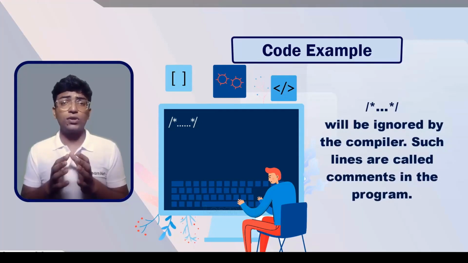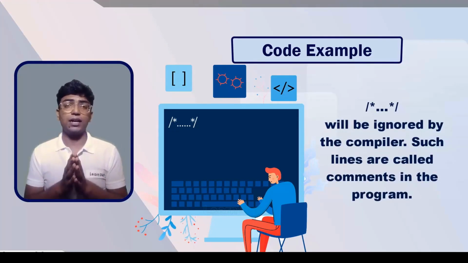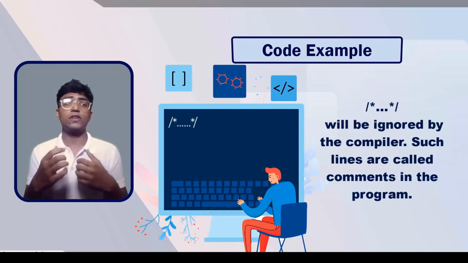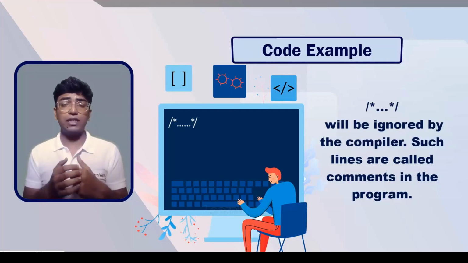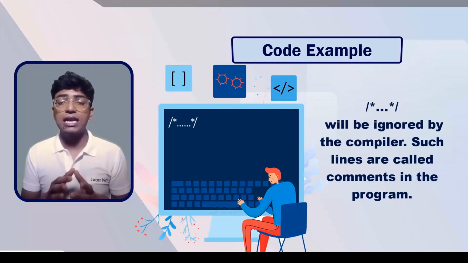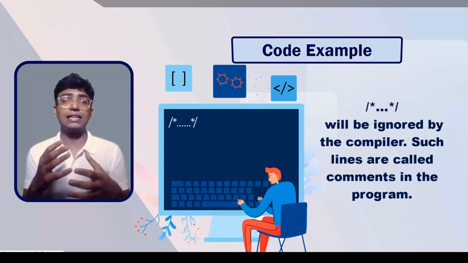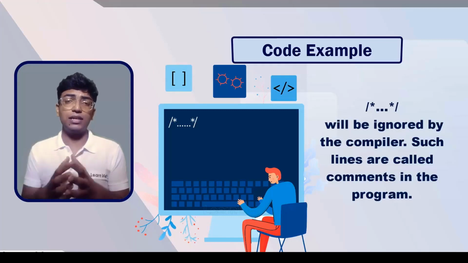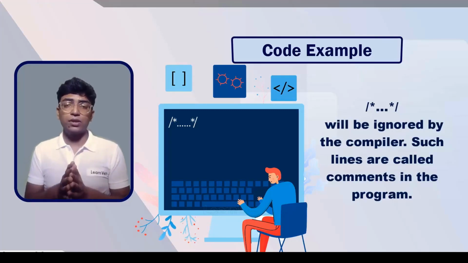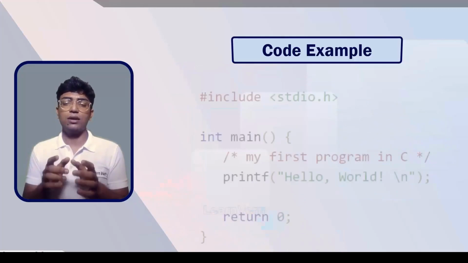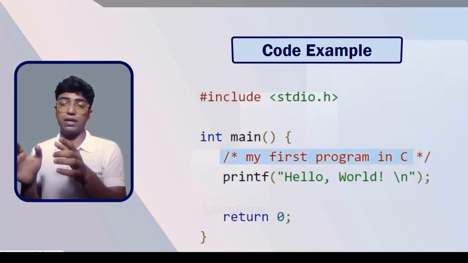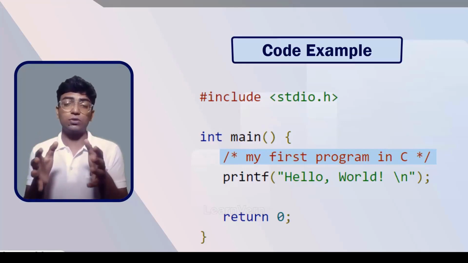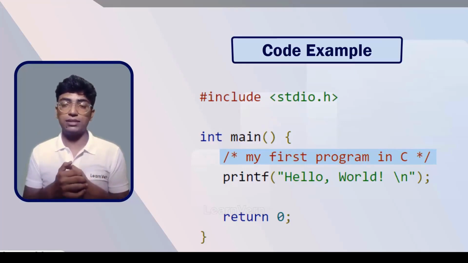Why will it ignore it? Because this is not for the computer. This is for our reference. It is for the person writing the program, the person giving the set of instructions, so that you get to know what exactly you have told the computer to do in this part. That is why it makes it so easy for us to understand the program, because you can see what is inside that slash. In that slash, it is written, my first program in C. So after reading this, you can understand that this is your first program in C language.